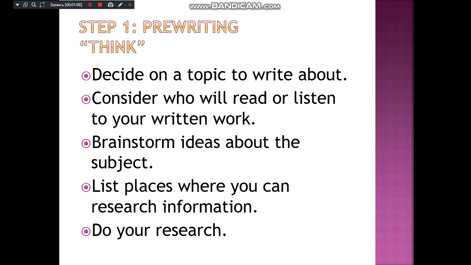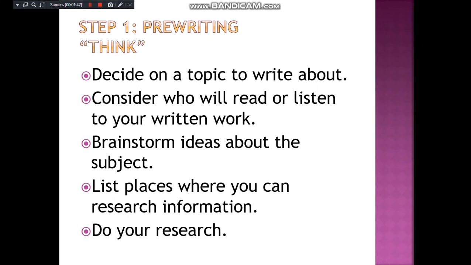First one, pre-writing. Think. Decide on a topic to write about. If the topic has already been given to you, just think about what you are going to write about. Consider who will read or listen to your written work. Is it your teacher, your friend, or someone else? Brainstorm ideas about the subject. If you brainstorm ideas, it will be easy to write a good piece of writing.